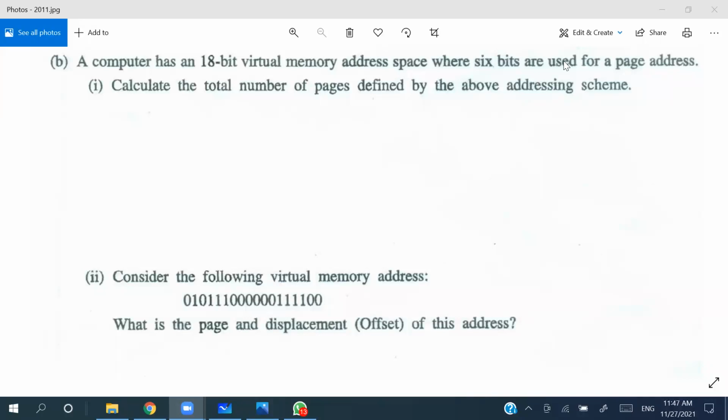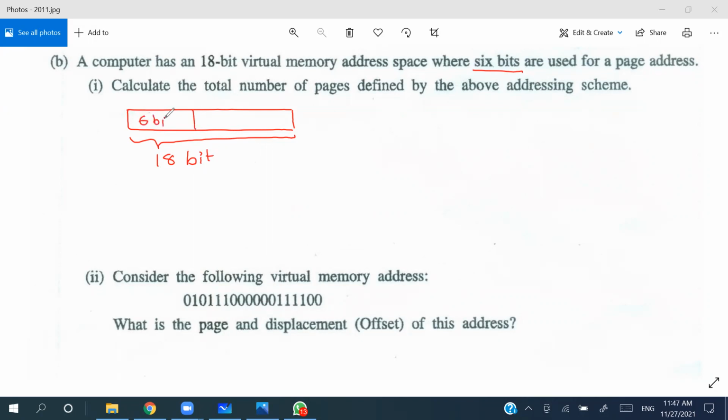Okay, so the 2011 question says, a computer has an 18-bit virtual memory address space where 6 bits are used for the page address. Calculate the total number of pages defined by the above addressing scheme. In this, it's better we have the sketch, so it will clear things up for us. So it is an 18-bit virtual address. The length of the address is going to be 18 bits. And they say 6 bits are used for the page address. That means the page number, right?